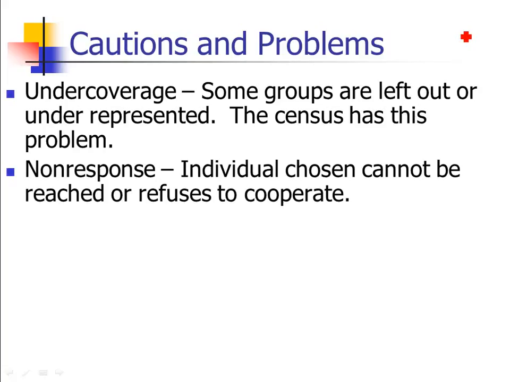Non-response is a big problem. One of the issues with non-response is that individuals chosen cannot be reached or refused. So you see this all the time. People call on a phone survey and people just don't answer, or they say, I'm not going to answer. So that's a non-response. And that does throw your answers off because the people who are choosing it may have a common characteristic that you may be interested in.